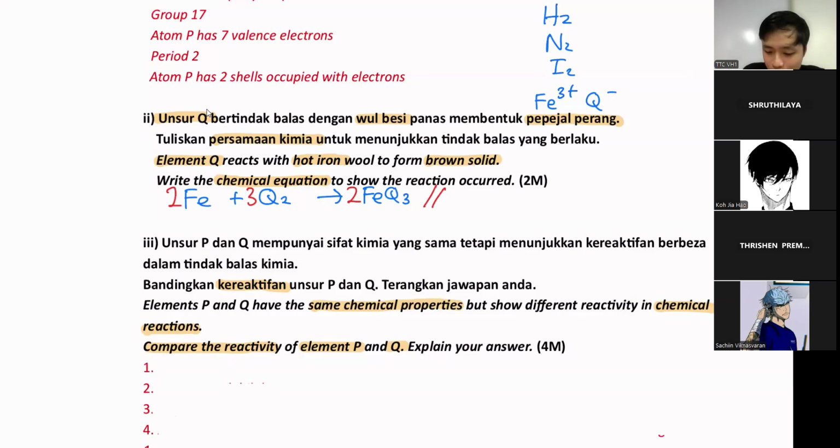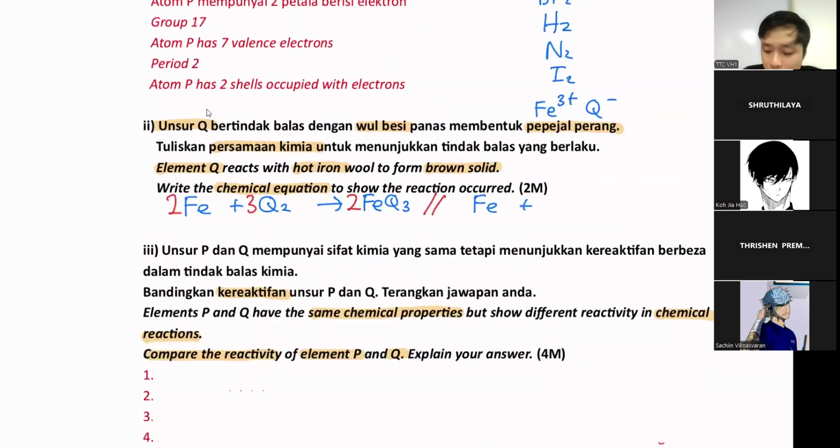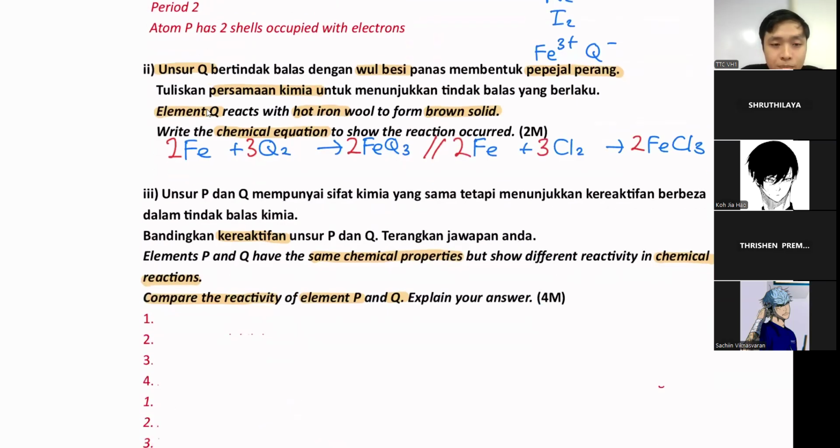So in this case, your answer can also be like this. Since you know Q is already Cl2, your answer is also accepted. This is your answer scheme, which is also possible.